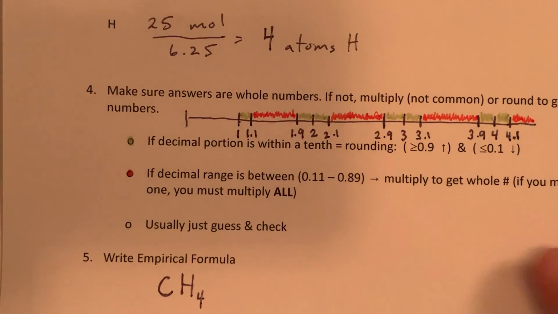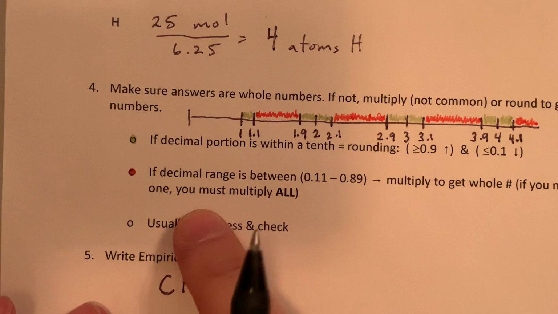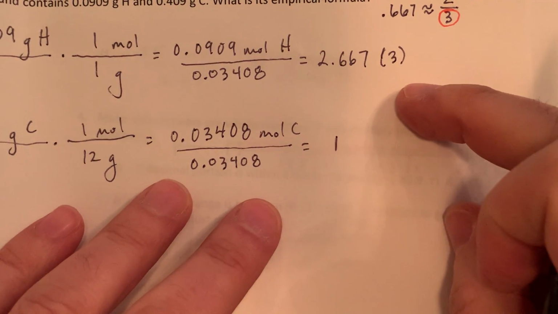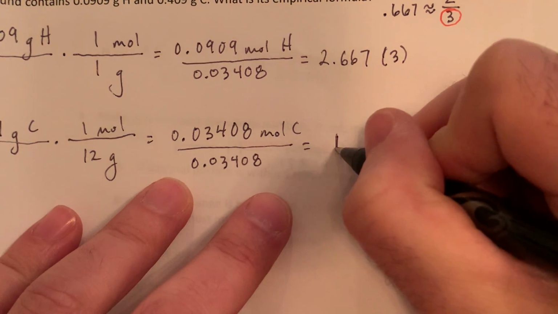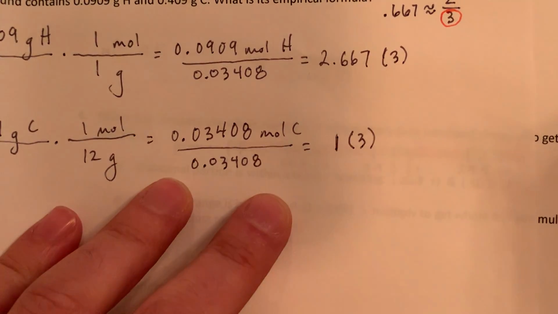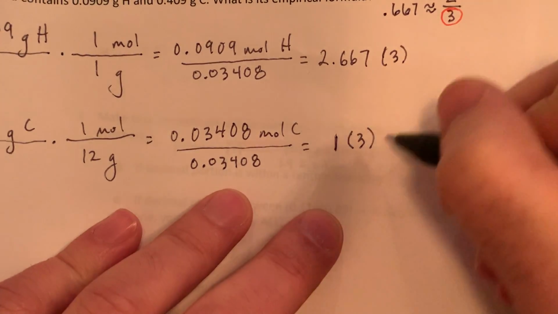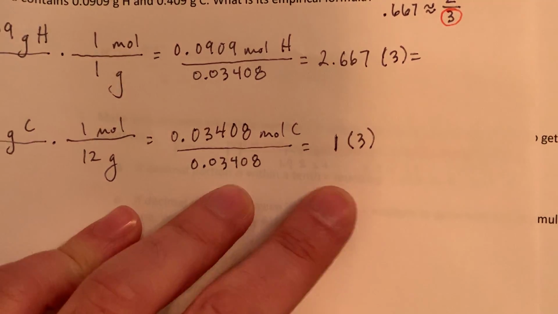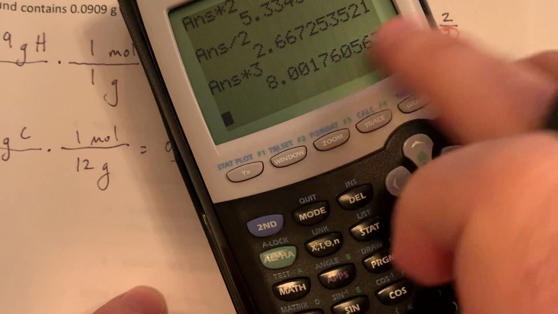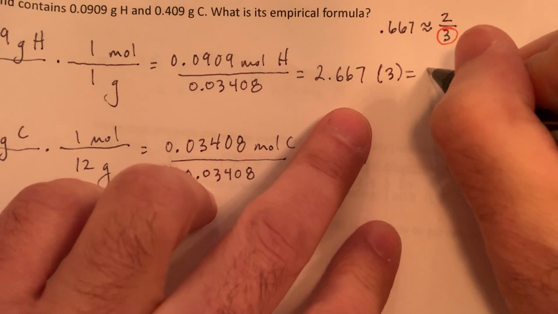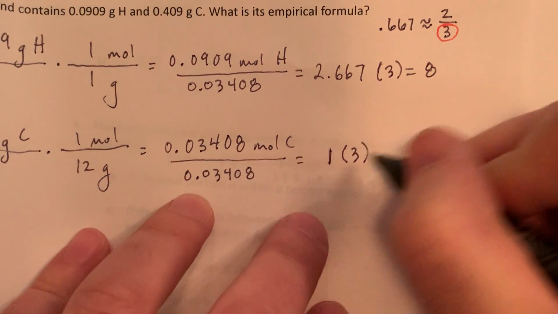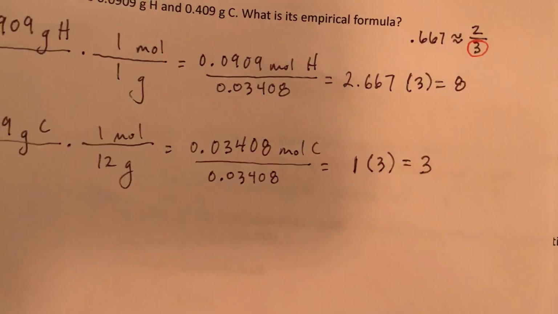Now, if you multiply one, you must multiply all the numbers. So I'm multiplying this by 3, and I've got to multiply my number down here by 3 as well. So here I got 8, that was close enough to round, so I'm going to round that to 8. Down here, 1 times 3 gives me 3.